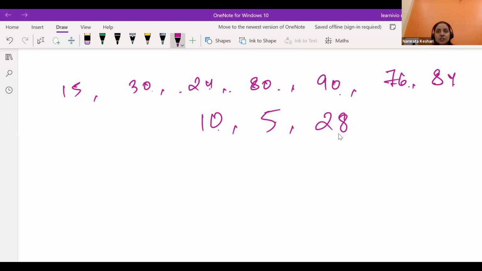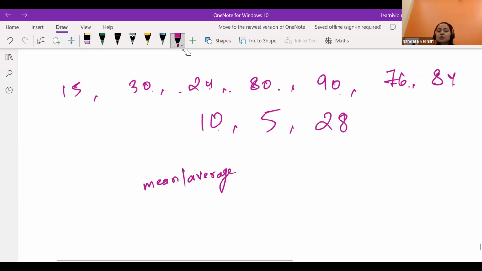Now we are having a meeting with the Learnivio team, and the management is asking how is the performance of the students. So what I'll say is, on an average, this is the marks they have got. That average is called mean. And there is a formula to find that average, which you know already.